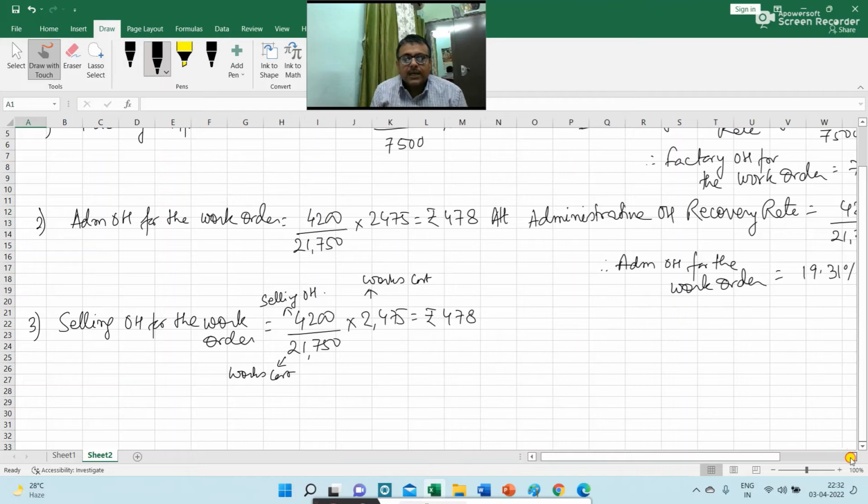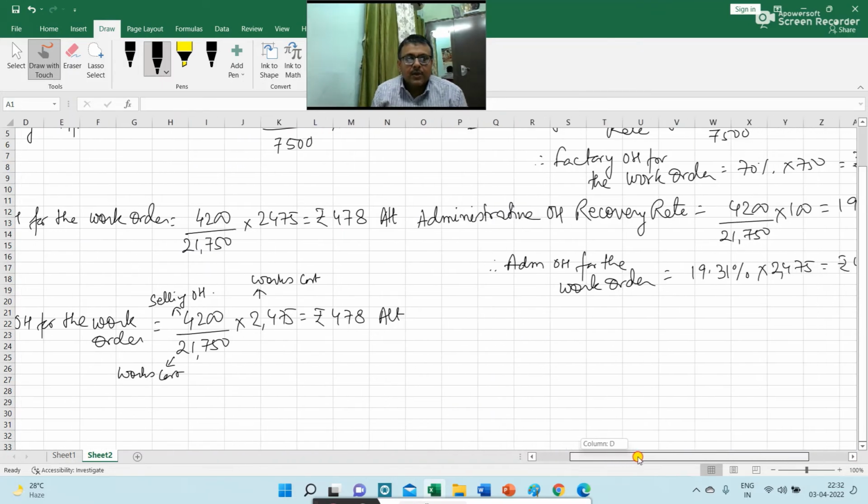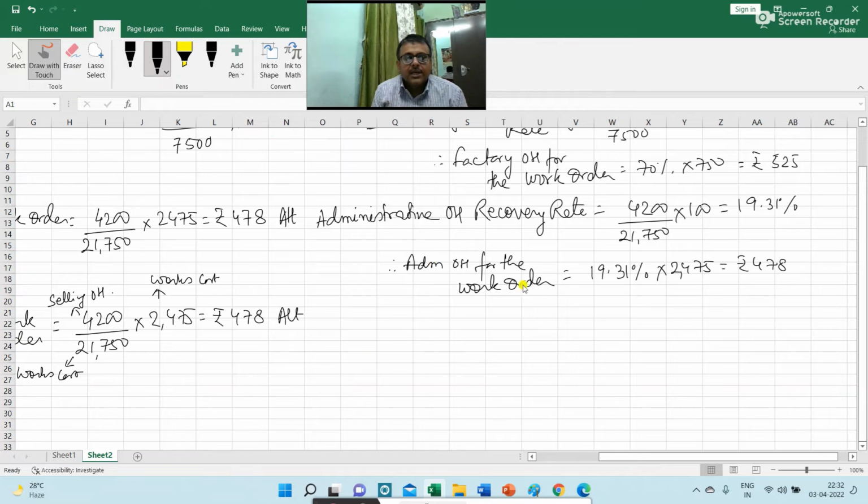Now alternatively, you can calculate the selling overhead recovery rate and then the selling overhead for the work order. Selling overhead is recovered as a percentage of works cost. So what is the percentage of selling overhead to works cost? Selling overhead recovery rate is equal to 4,200, that is the selling overhead at anticipated cost of 2021, divided by 21,750 into 100. You will get 19.31%.